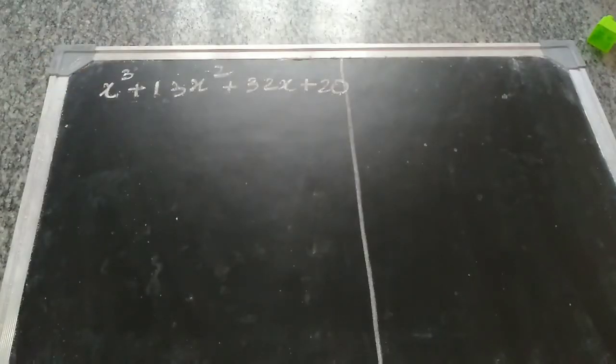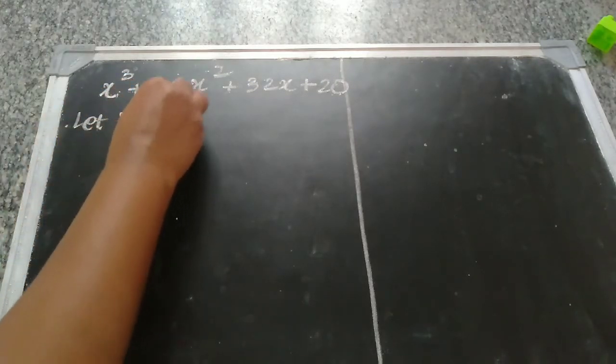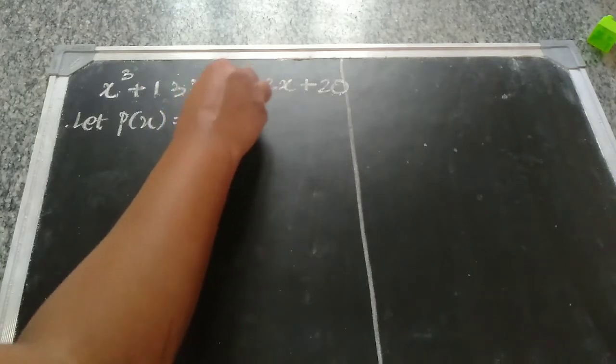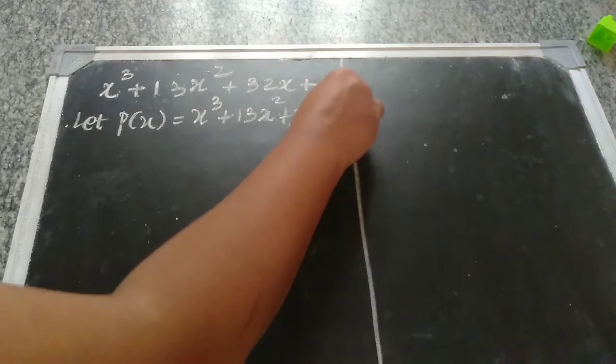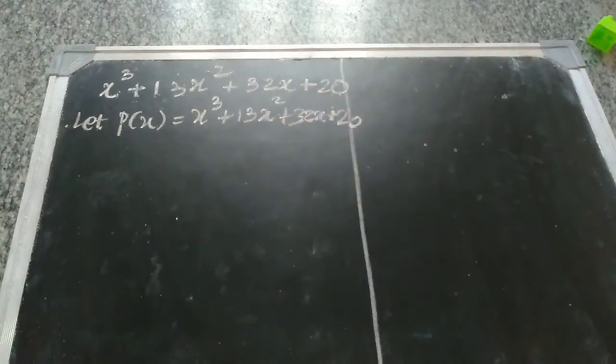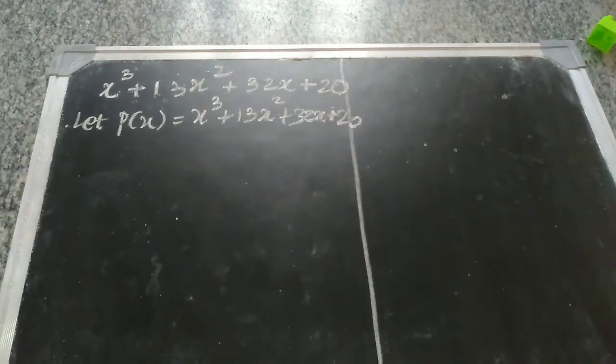Next I am taking x cube plus 13x square plus 32x plus 20. First step, let us consider it as a polynomial p of x. So p of x is x cube plus 13x square plus 32x plus 20. Now I first want to find any one factor. Since 20 is the constant, the possibilities are 1 and 20, 2 and 10, 4 and 5, like that.